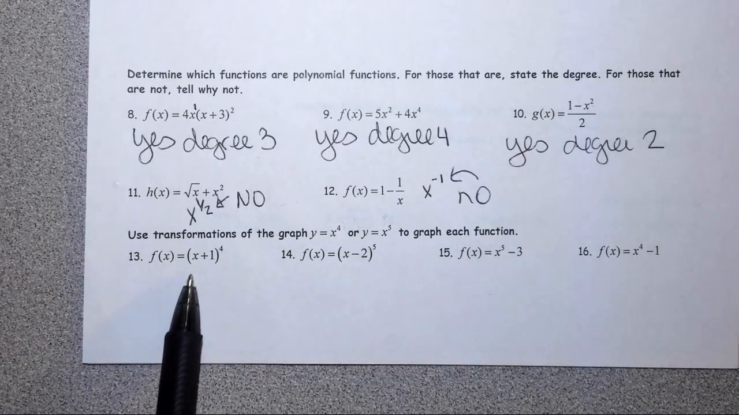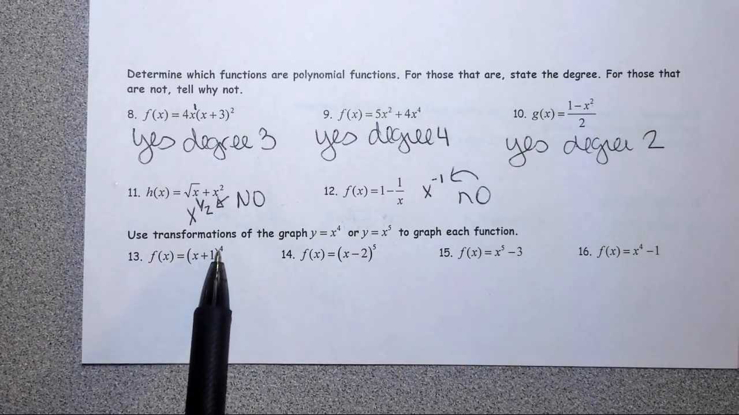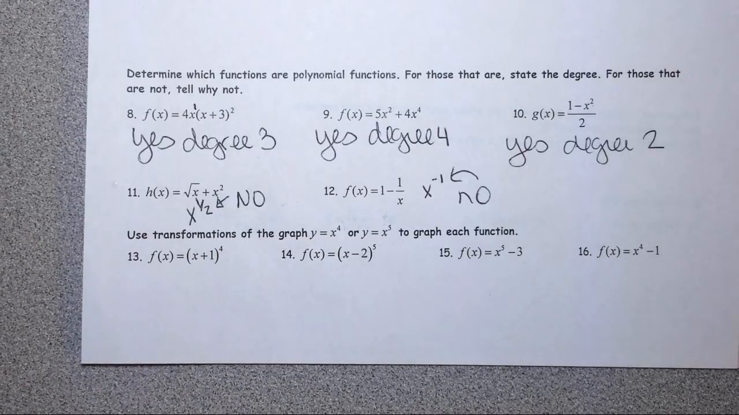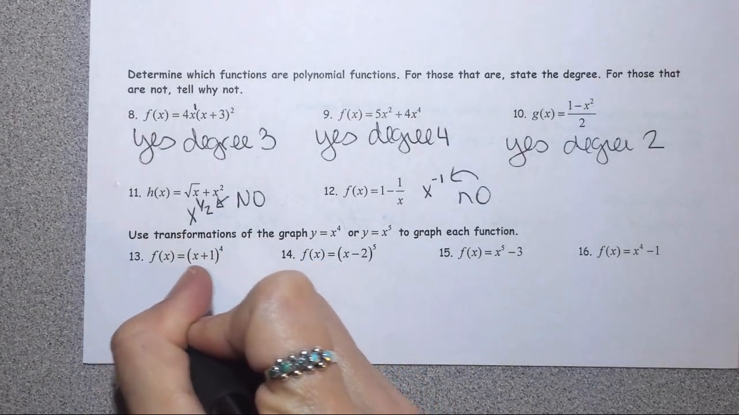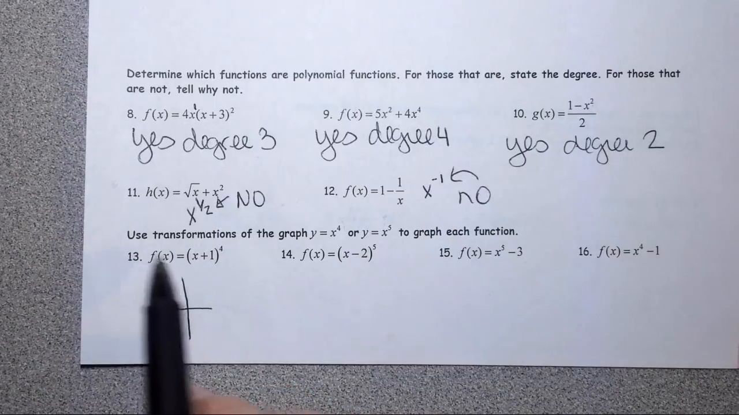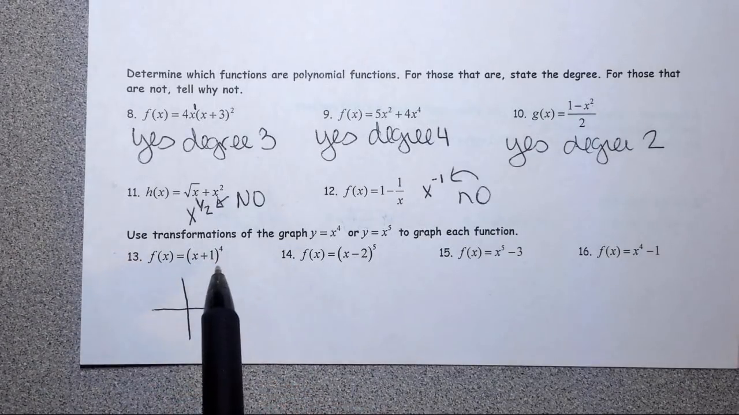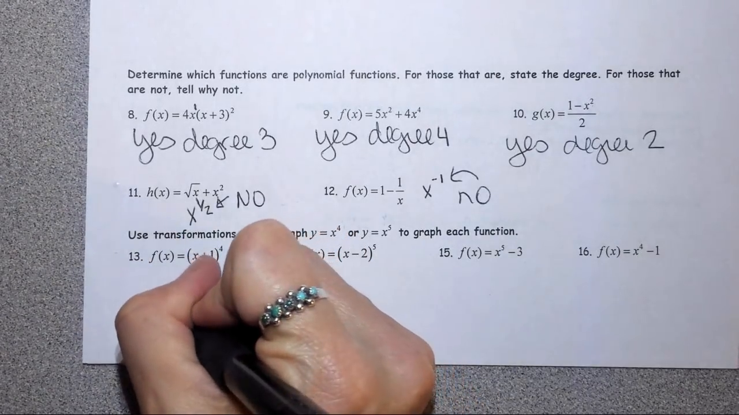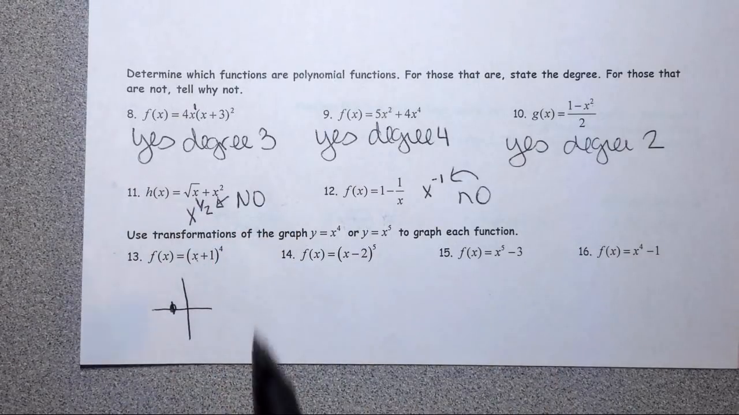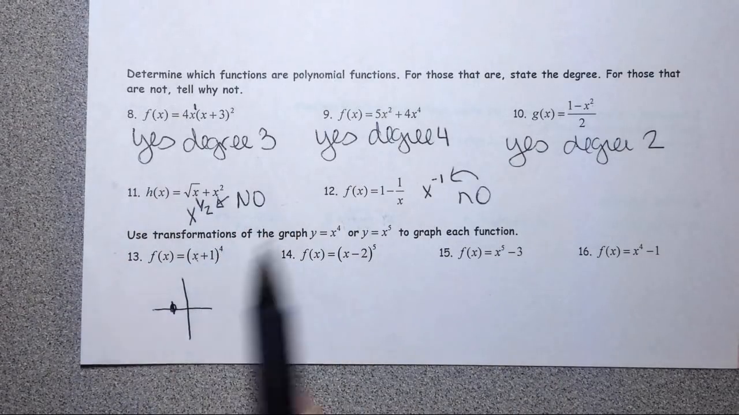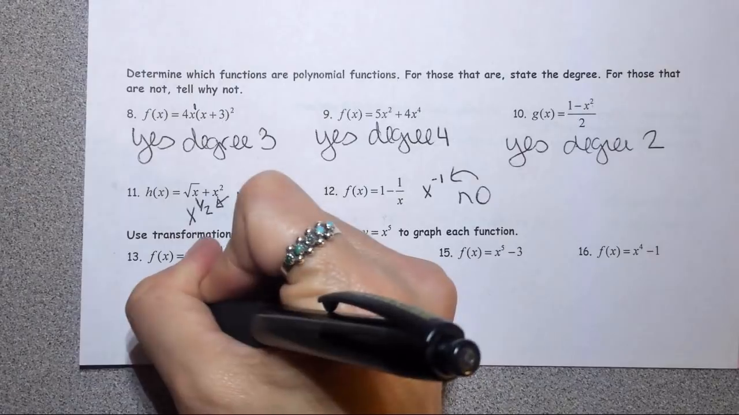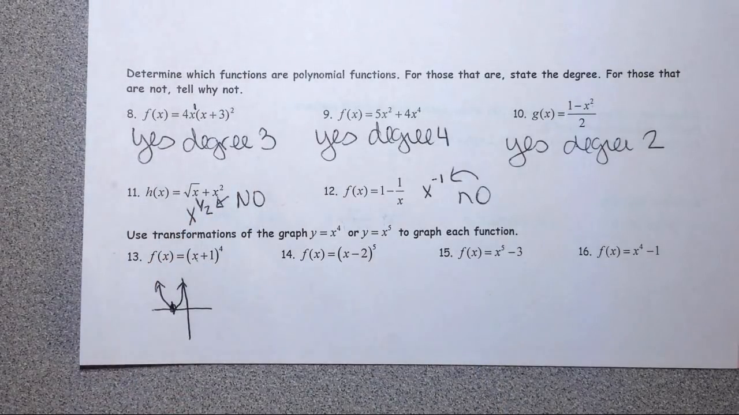So on number 13, they tell me x plus 1 in parentheses to the 4th. So the first thing I'm going to remember is because it's in parentheses, I'm going to do the opposite, and it's a horizontal change. So because it says plus 1, I'm going to go to the left 1, and because it's an even power, I know it's going to be shaped parabolic.